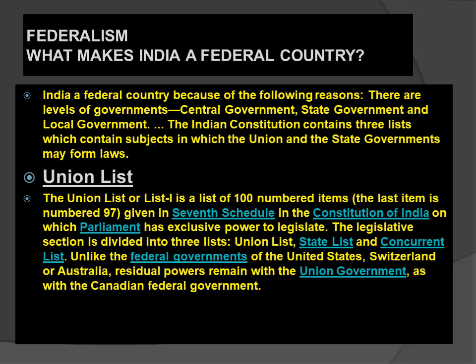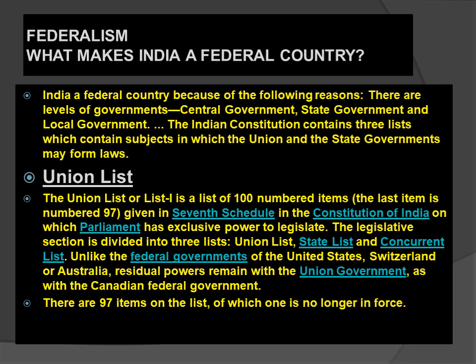So the legislative section is divided into 3 lists. Already we discussed union list, state list, and concurrent list. Unlike the federal governments of the United States, Switzerland or Australia, residual powers remain with the union government, as with the Canadian federal government, you know. There are 97 items in total, although we discussed 100 numbered items, but in total you will see 97 items on the list, in which one is no longer in use.